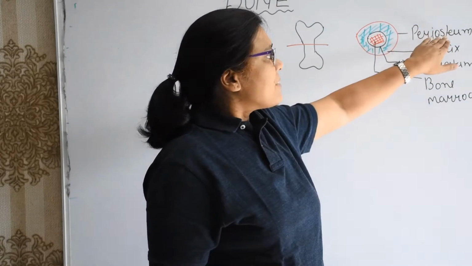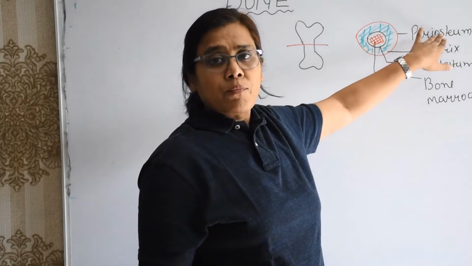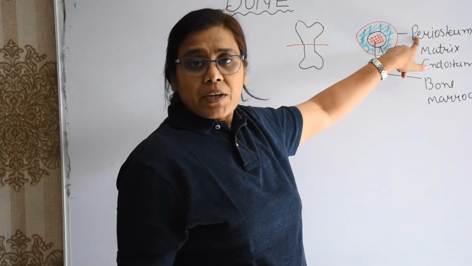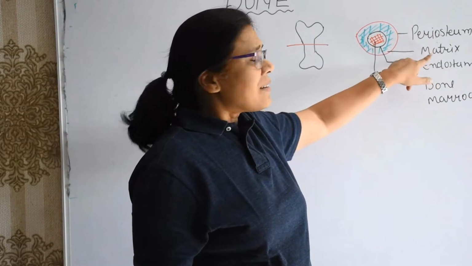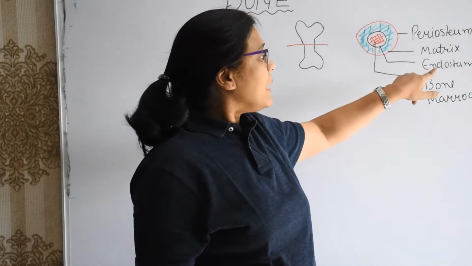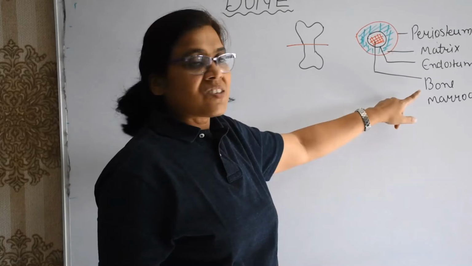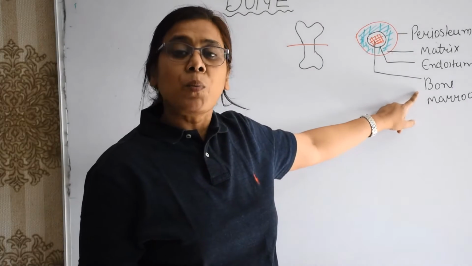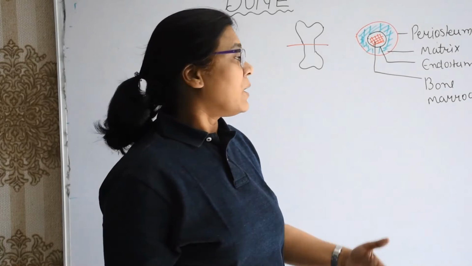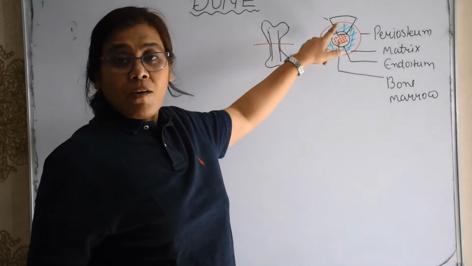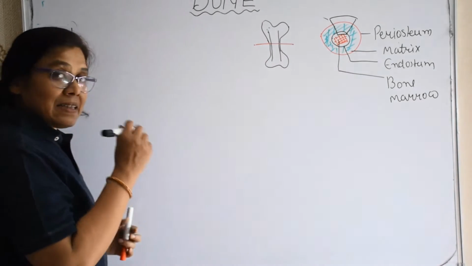The outermost structure is the periosteum, which forms the outer boundary of the bone. Inner to the periosteum, the matrix is present, and the matrix is bounded internally by the endosteum, that is another layer, and the innermost structure present in the bone is the bone marrow. So here we are going to learn in detail, one by one, all the structures. Now I will enlarge this particular part of the bone and see the structure.